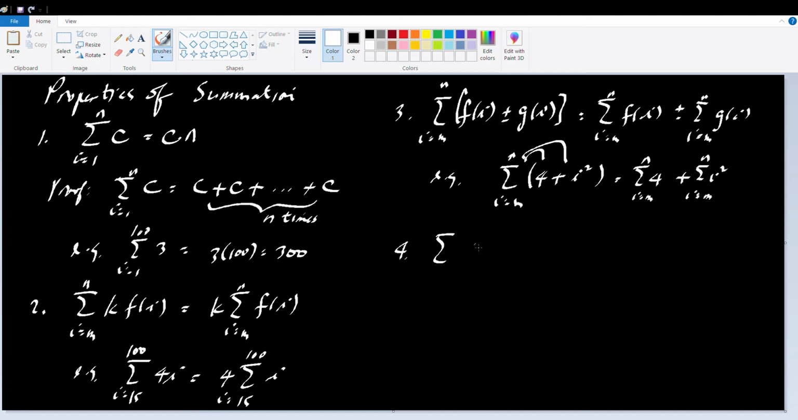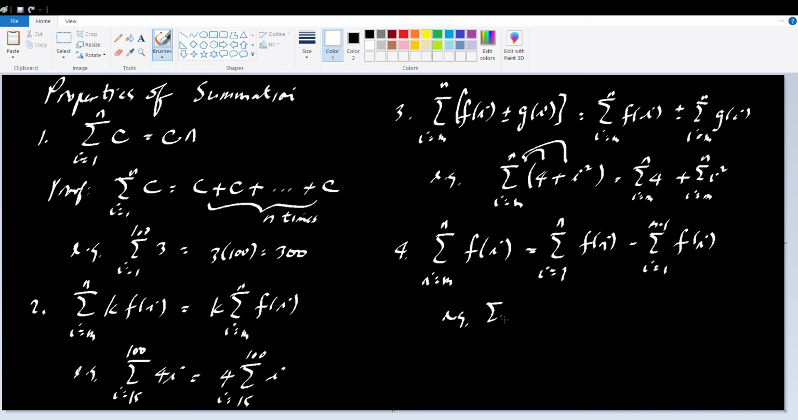Next, the sum of f of I from m to n can be written as the sum of f of I from 1 up to n, minus the sum of f of I from 1 up to m minus 1. So if you want to find the sum of I from 31 up to 100, that will be equivalent to finding the difference of the sum of I from 1 to 100 minus the sum of I from 1 to 30. Okay? So if you want to find the sum from 31 to 100, take the sum from 1 to 100 but subtract the sum from 1 to 30.